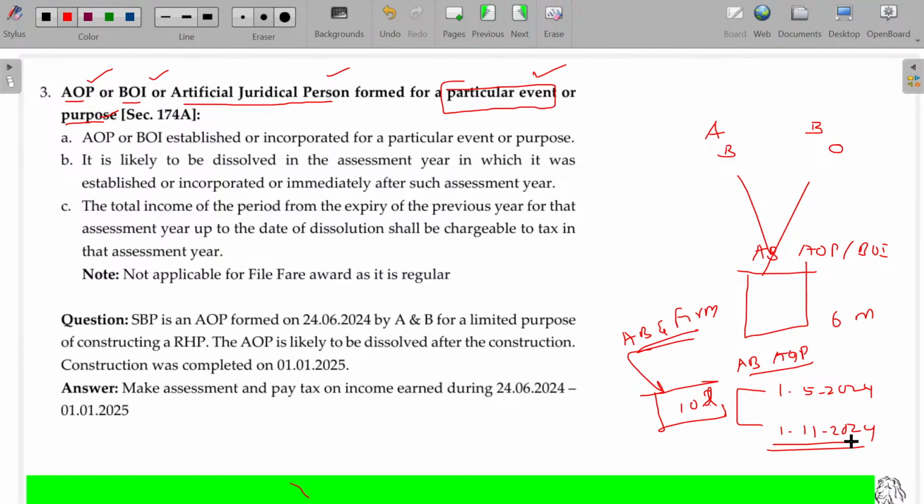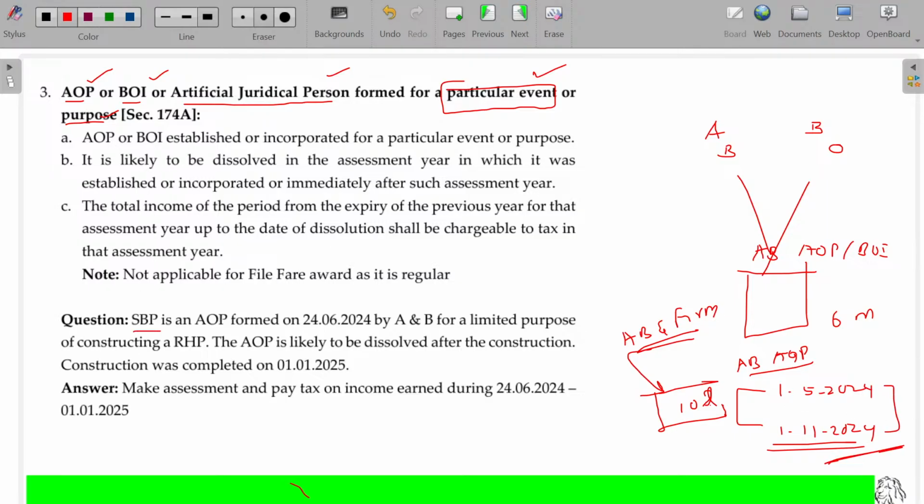A is not responsible. B is not responsible. They joined together and formed a new entity. This entity does that business. Once the business is over, this entity is closed and they will share only the profit. Now the entity's responsibility is to pay the tax. The AB firm's responsibility is to pay the tax. Is that clear? Then the tax will be calculated and paid within this date.